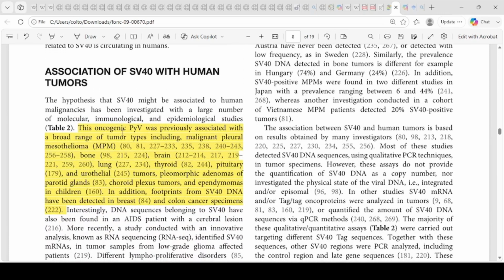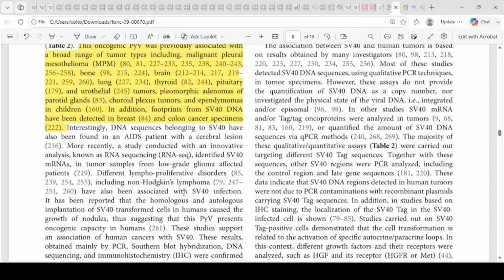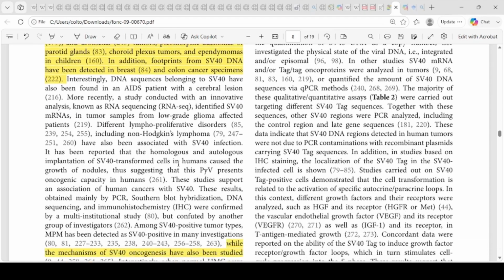But then they go on and talk about studies that have looked for an association or a link between simian virus 40 and human cancer. So first of all, they list off a bunch of tumor types associated with this virus right at the beginning. So it's been linked with malignant pleural mesothelioma, bone cancer, brain cancer, lung cancer, thyroid cancer, pituitary cancer, urothelial cancers, pleomorphic adenomas of parotid glands, choroid plexus tumors, and more. They go on to talk about breast cancer, colon cancer, lymphomas, all kinds of different cancer types.